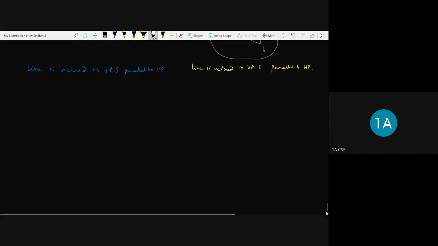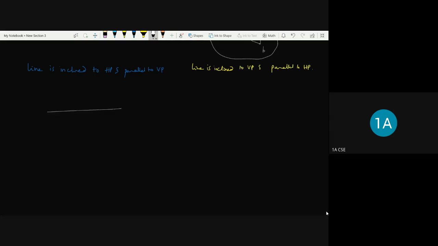See, we have discussed the line is inclined to HP and parallel to VP. And also we have discussed the line is inclined to VP and parallel to HP, right? So in the last class we have discussed how you can project this.